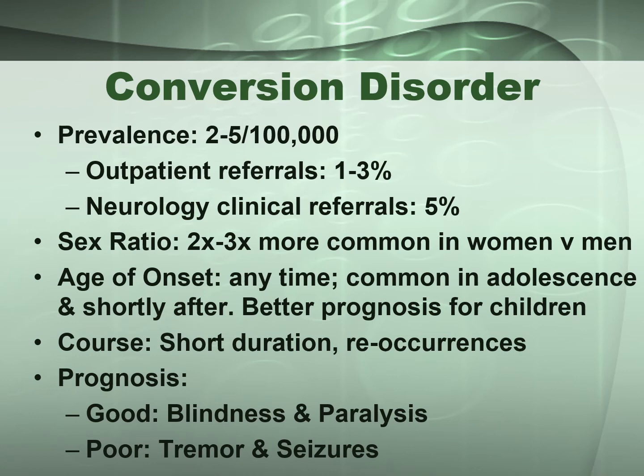Women are 2 to 3 times more likely to have conversion disorder than men. And the age of onset can be any time in the life course, but it's more common in adolescence and shortly thereafter. When you see this in children, there's a better prognosis than when you see this for individuals who develop it later in life.